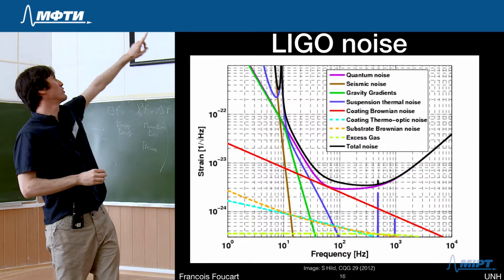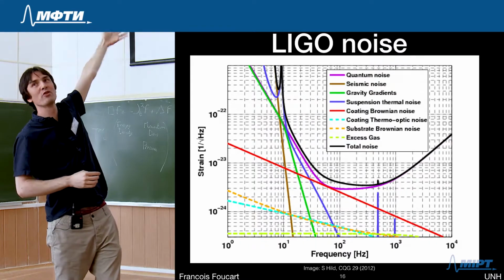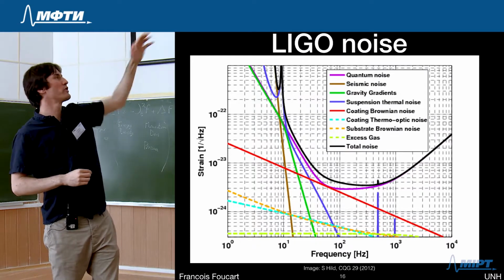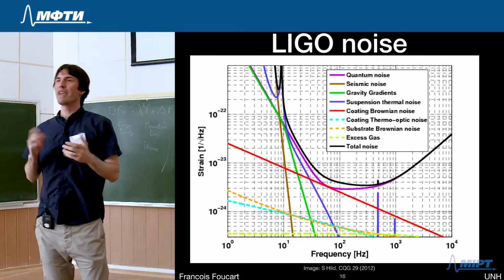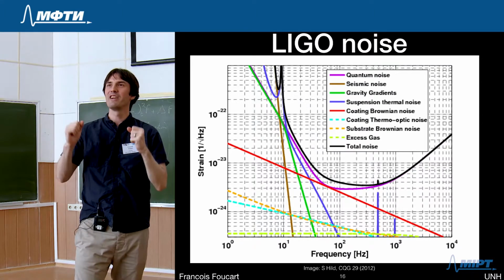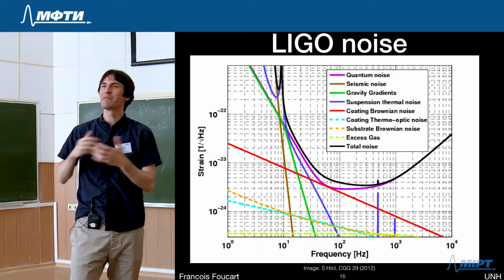It would be very hard to go to lower frequency because then you have all those other sources of noise that come and kill you. But in theory, you could be a little more sensitive at high frequency if you are able to build optics that can resist the kind of very high power laser that you will have to put through it. And that's something that LIGO is working on.